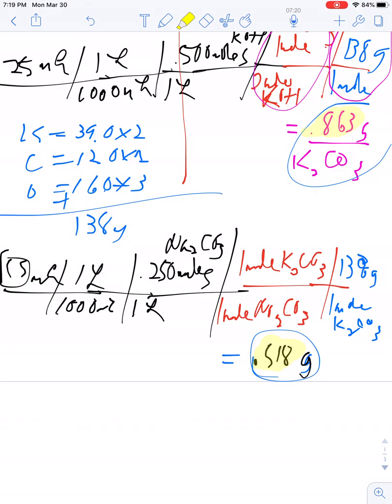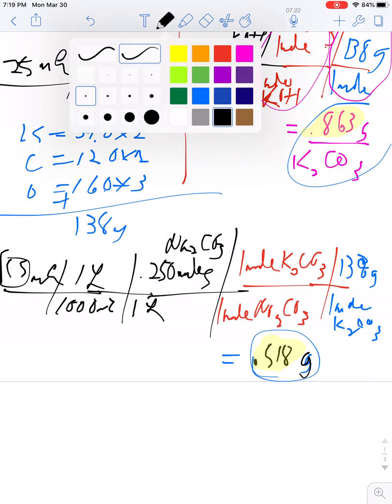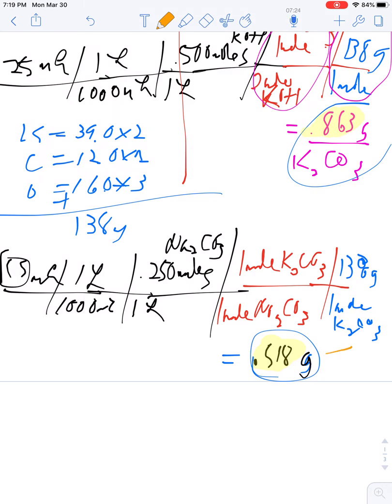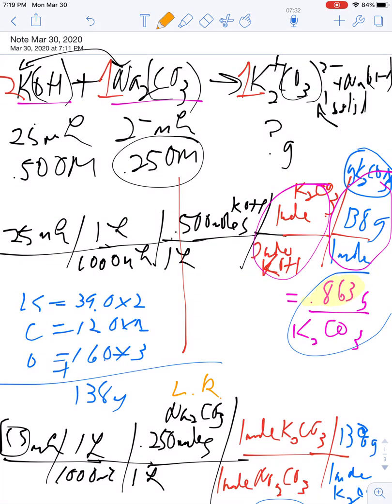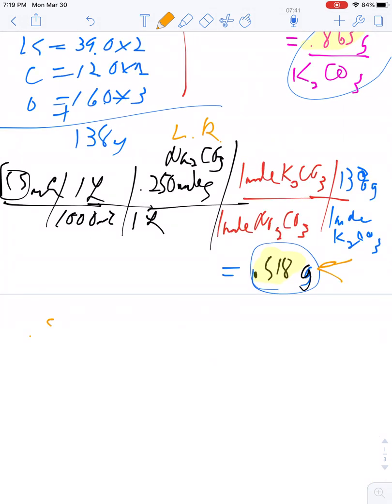So this number is smaller, so this means that the sodium carbonate will be our limiting reactant. So that means we are going to run out of this one first. Okay? So that means the maximum we can produce is 0.518 grams. Okay? That's the maximum we can produce. That is our theoretical max.